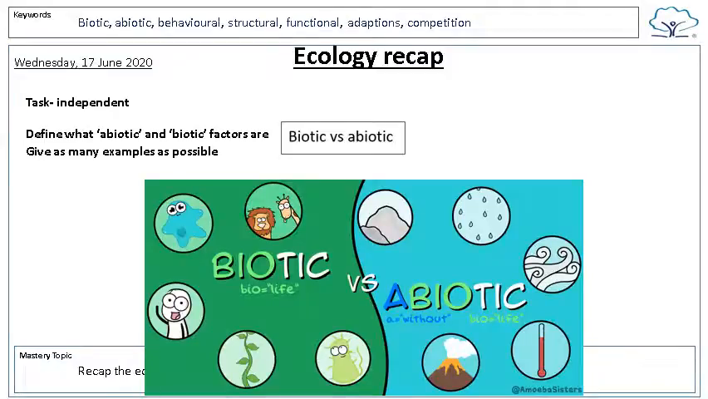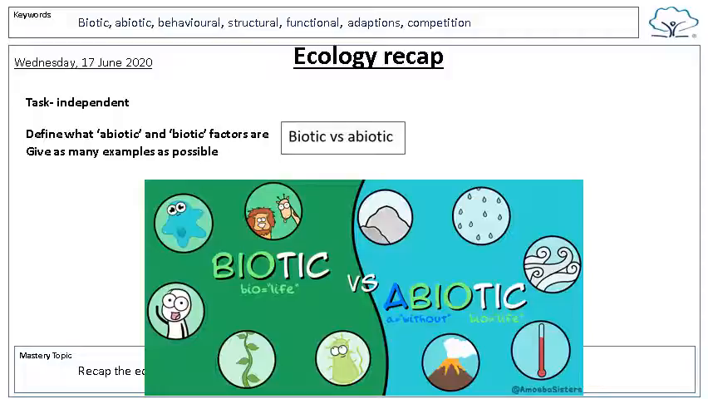So the first thing we're going to do is look at biotic and abiotic factors. So using the definitions from the pictures, I want you to firstly define what abiotic and biotic factors are. Please look back at your answer for the Do Now task, and it will give you a significant clue about one of them. And then what I want you to do in the booklet is give as many examples as possible. Use the pictures to help you out.